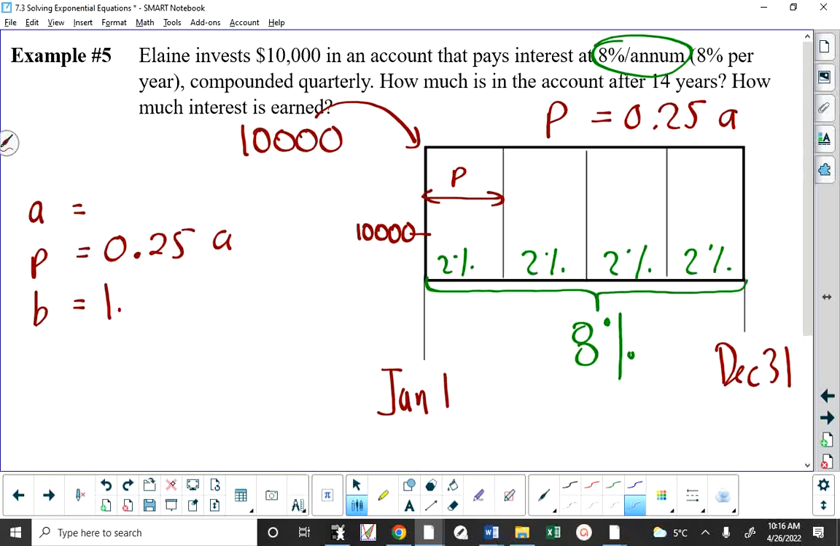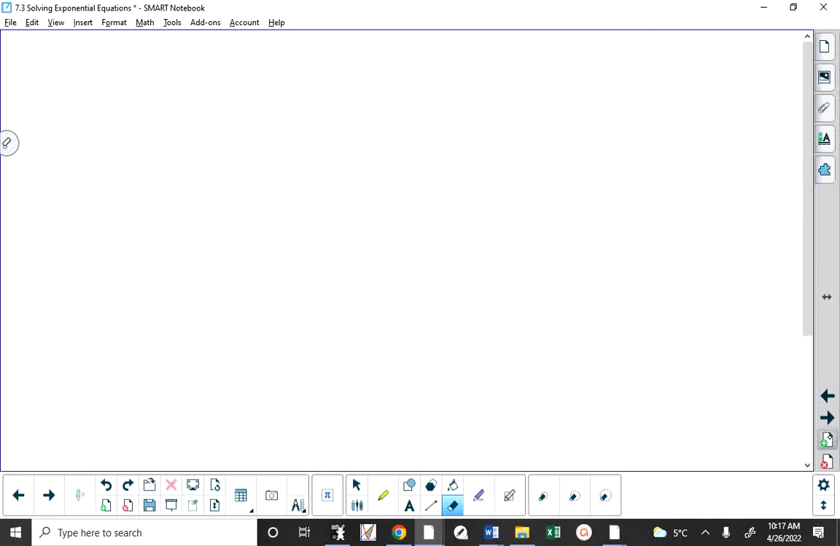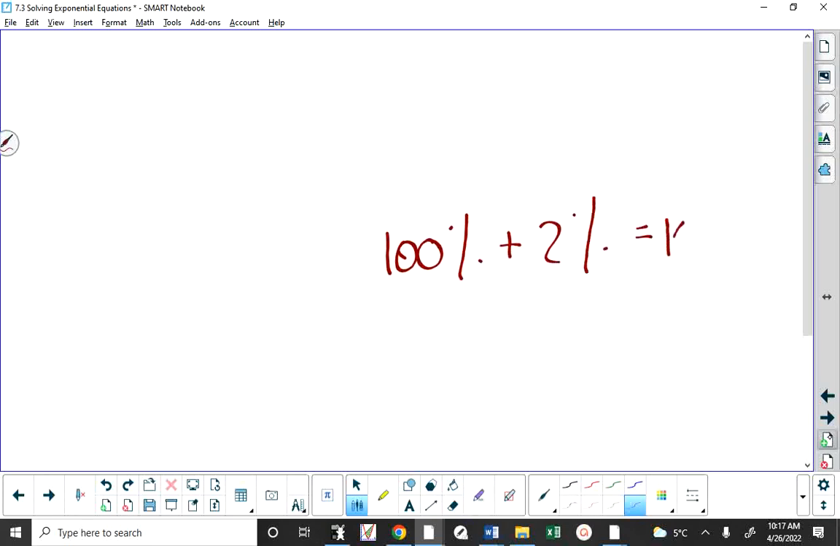Because when the bank or the bank's computers calculate the interest payment, they're going to use 2%. So at every little quarter of the year, you're going to take your 100%, whatever you had at that point, add 2% to get 102%, and I'll do the same thing here. This is for Elaine's. It's 100% plus 2% gives you 102%. Again, percent means divided by 100. So this is where I'm getting 1.02 from.